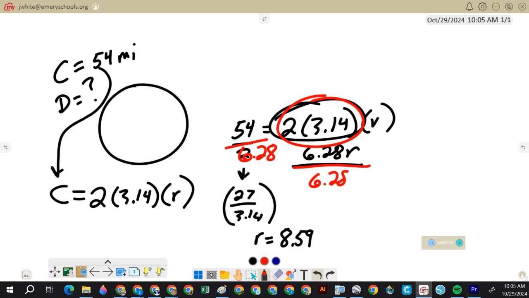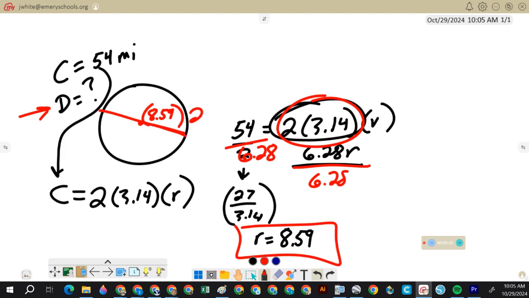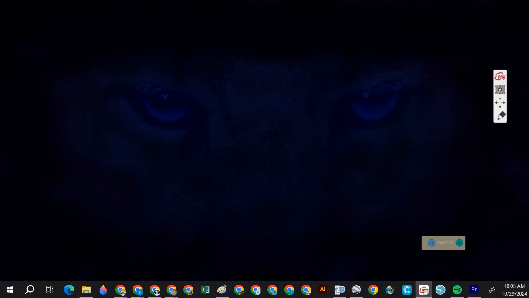Okay. So is that what I wanted? Am I looking for the radius? No. I want to know the diameter. So I know that the distance from here to here is now 8.59. What is the distance from here to here? We're just going to double that.